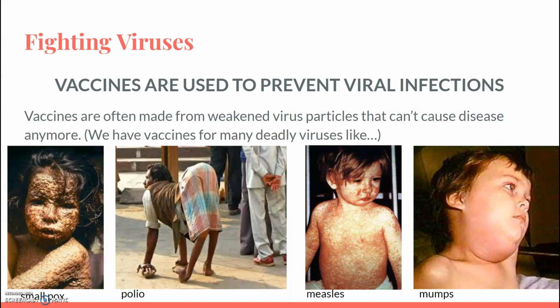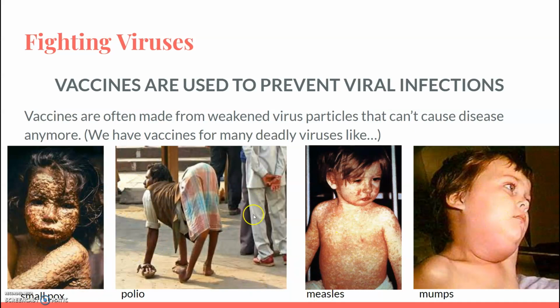What do we do? Typically vaccines are used, but vaccines are used to prevent viral infections. So it's a before we get sick sort of thing. Okay, so vaccines are often made from weakened virus particles that can't cause disease anymore. We have vaccines for many deadly viruses like smallpox, polio, measles, and the mumps.